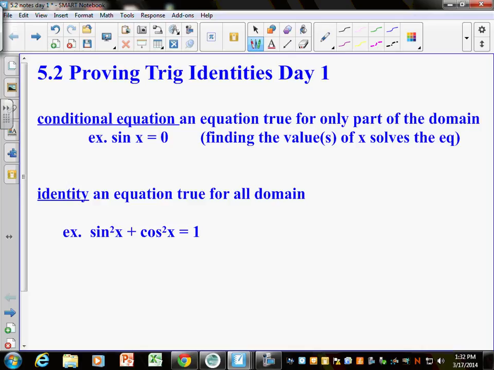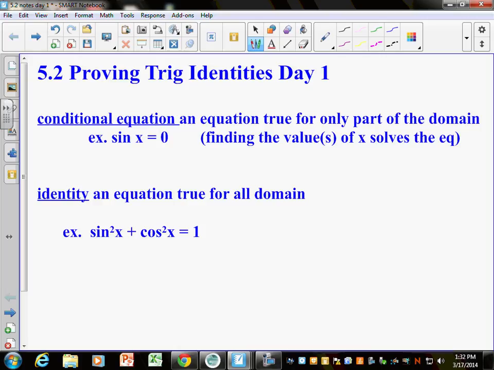Equal sign, we have an equation, which means that you could solve it. If I asked you to solve an equation like sine of x equals 0, you should be able to tell me, oh, at pi, sine of pi equals 0, or at 0, or at 2 pi. There are specific answers that are true for an equation. An identity is an equation that's true for everything, and we know this is one of our Pythagorean identities.